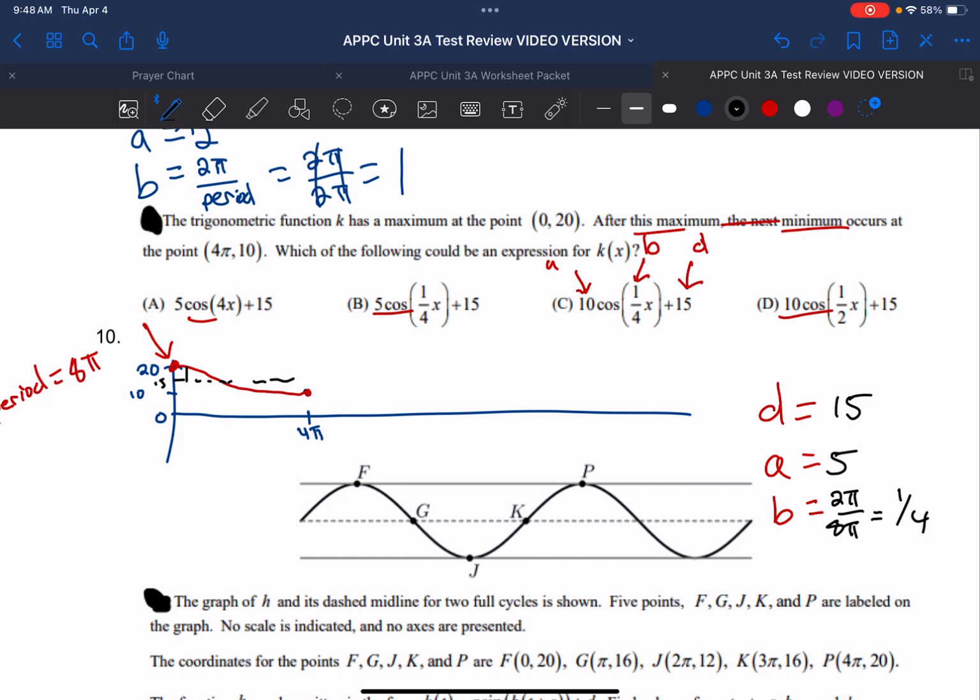So my amplitude should be 5, so I should have 5 at the front. That eliminates C and D. My D value should be 15 at the end, cool. And then 1/4 should be my B value.